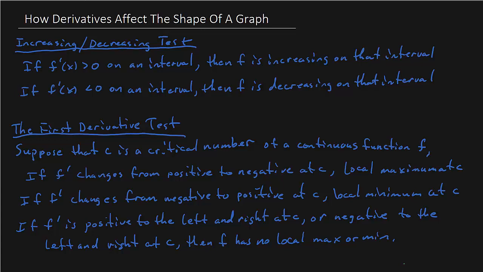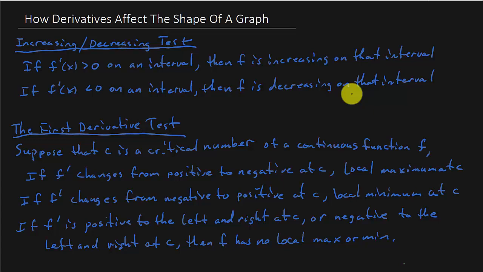Alright, so the test for increasing and decreasing. It says if f prime of x is greater than 0 on an interval, then f is increasing on that interval. And if f prime of x is less than 0 on an interval, then it's decreasing on that interval. The first thing you're going to have to do when you start out is find the critical numbers. And hopefully you remember that from an earlier lesson.